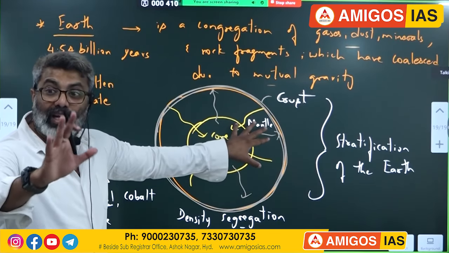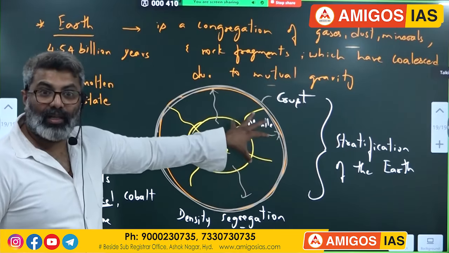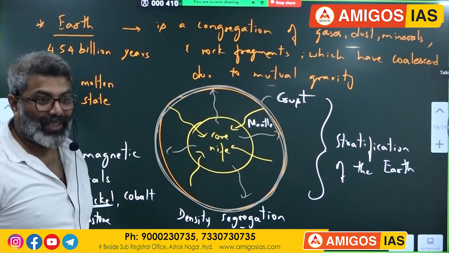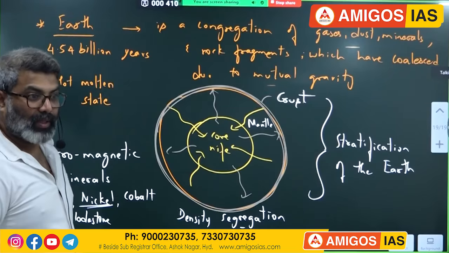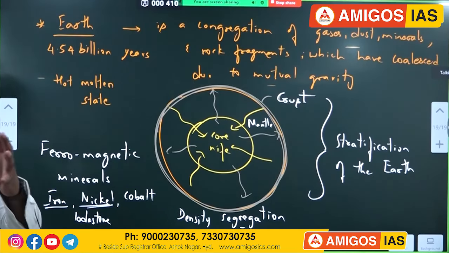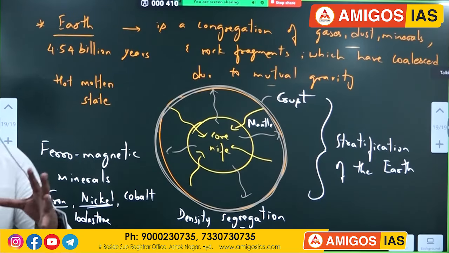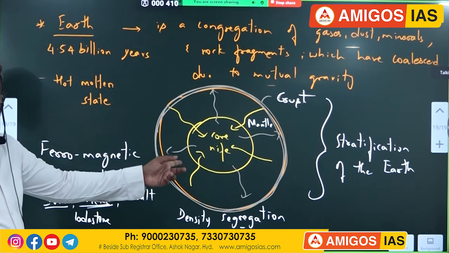So the core behaves like a magnet. The core of the Earth behaves like a magnet. So there is a magnet inside the Earth called the geomagnet. So now you got an introduction. Okay, what is happening now? Inside the Earth there is a big magnet, like a dynamo-shaped magnet. The core, the inner core, behaves like a magnet.